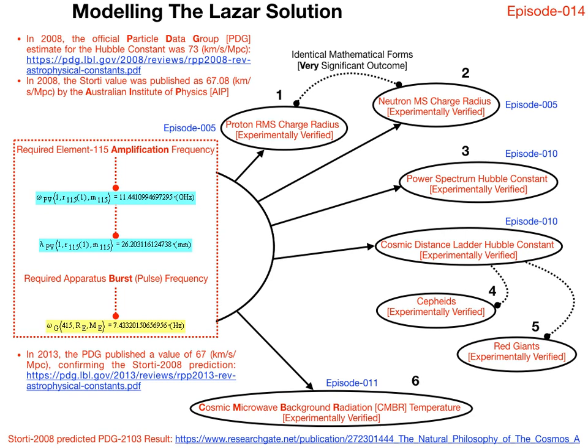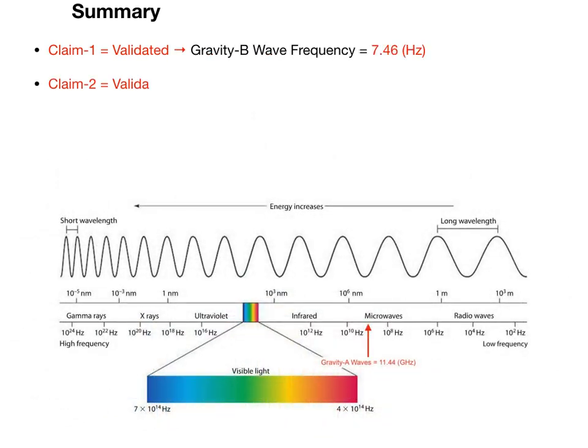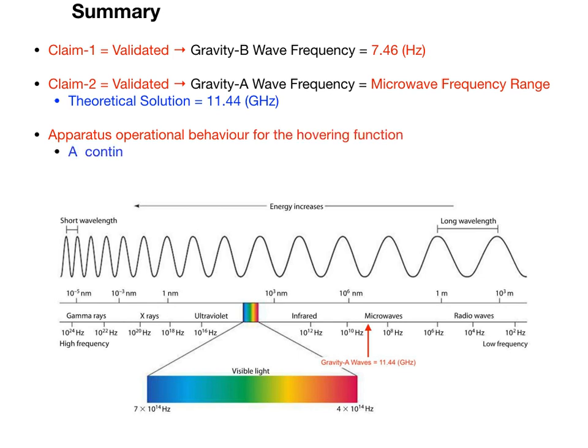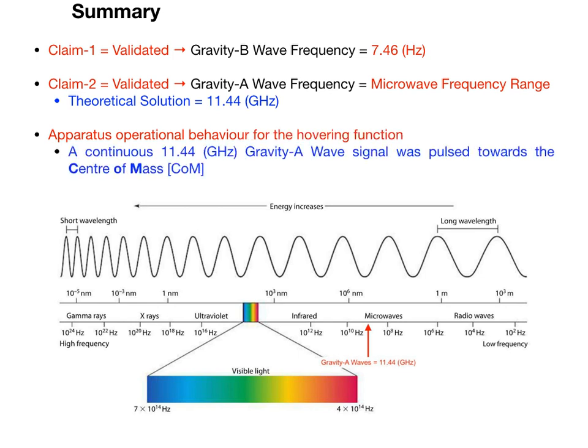Okay, let's now summarise what we've learned. From the previous episode, we validated Bob Lazar's gravity B-wave frequency claim of 7.46 Hz. In this episode, we have validated Lazar's gravity A-wave claim of microwave frequency range. In fact, we predict that the gravity A-wave amplifiers operate at a frequency of 11.44 GHz. This fits neatly into the microwave frequency range of 300 MHz to 300 GHz.